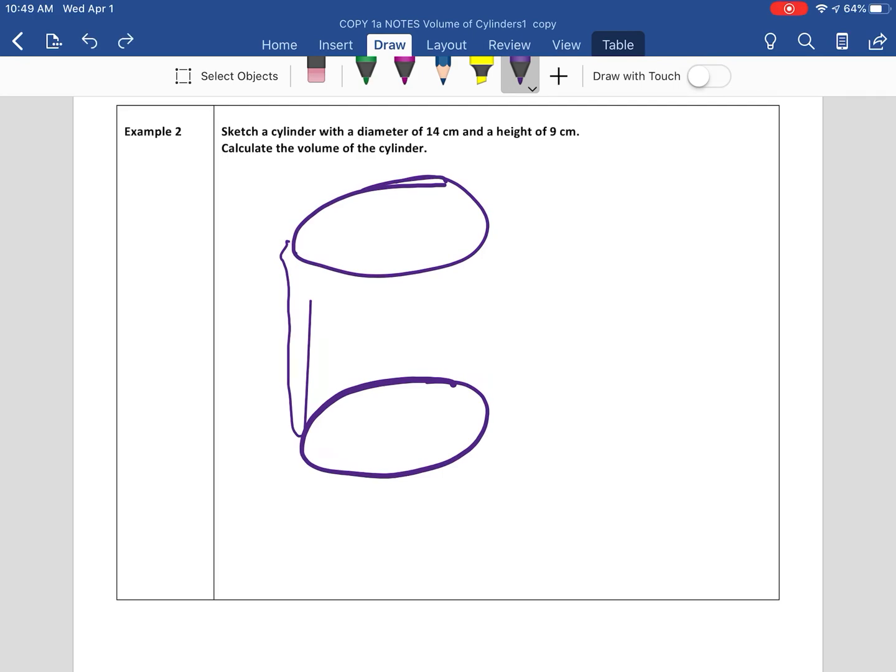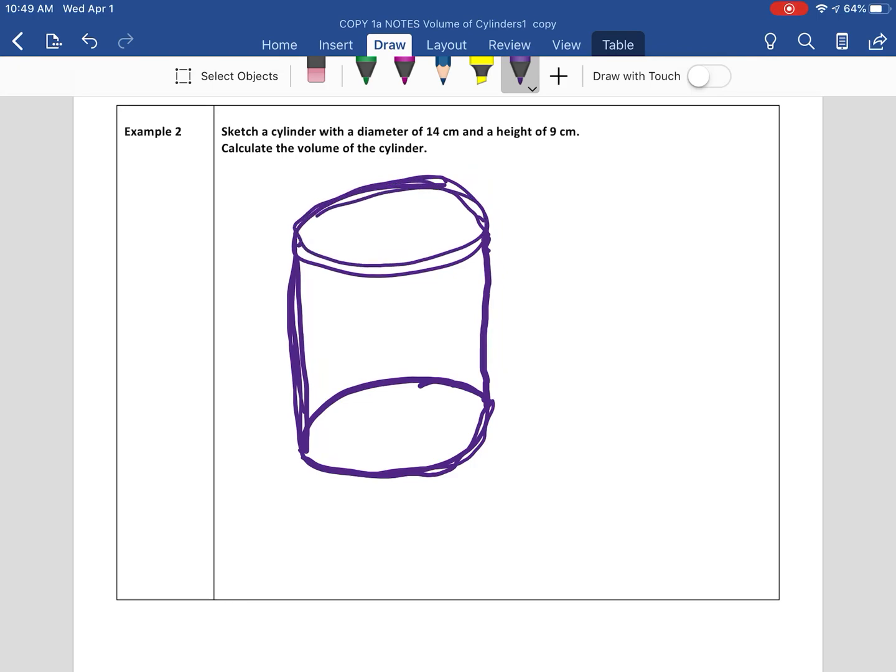Oops, that was not good. Let's see if my undo button works. It does. And then you connect your sides. This is hard to do, but fun. There we've made our cylinder. When in doubt, draw it out. Make it a little neater. There we go. Now I want to label it.